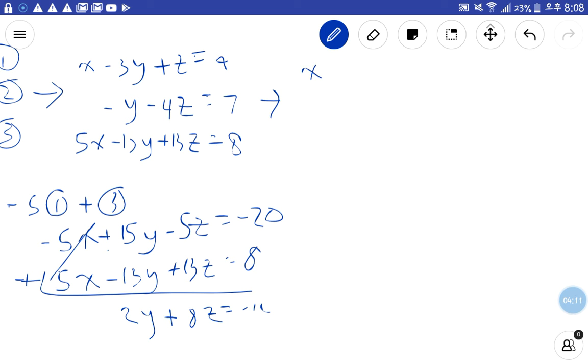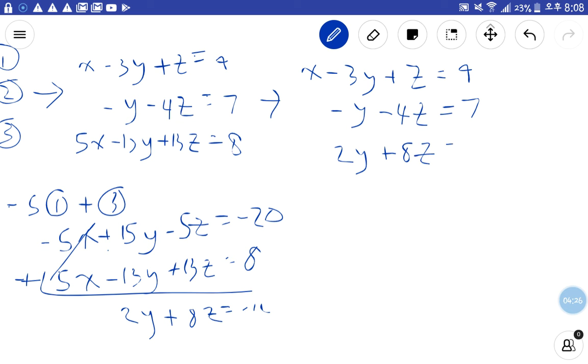So let me replace my third one by using the answer which I just got. Keep my first one, x minus 3y plus z equals 4. I had negative y minus 4z equals 7. And I have 2y plus 8z equals negative 12. Alright, so my goal is to get z only. So I try to get rid of my 2y. What I'm going to do is multiply my second by 2 and add it to the third.